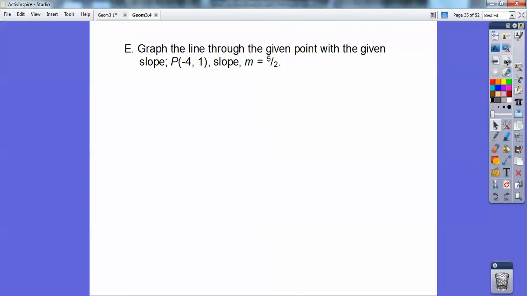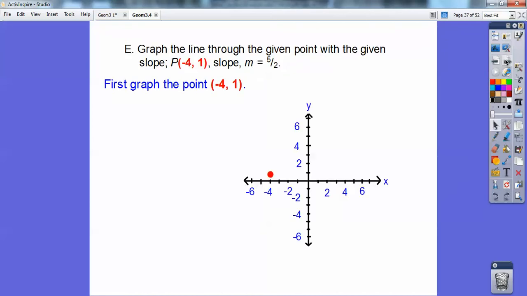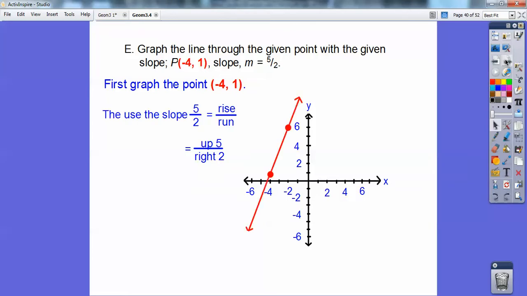All right, so graph the line through the given point with the given slope. So the point is negative 4, 1, and slope is 5/2. So let's graph negative 4, 1 first. So to the left 4, up 1. And then from there, up 5 over 2, and then connect them up. There it is. Okay, you guys can do that.